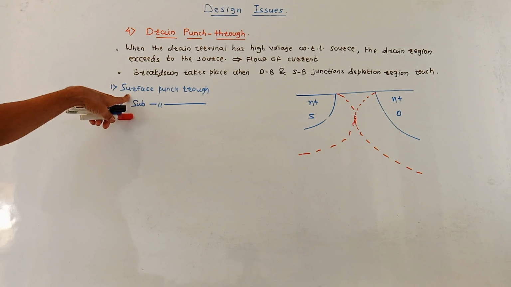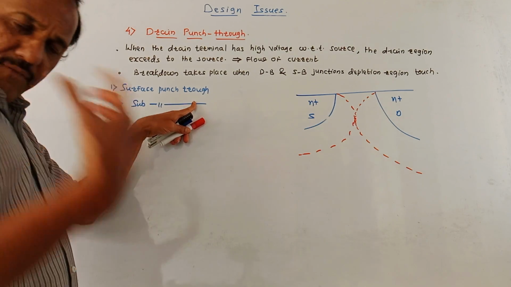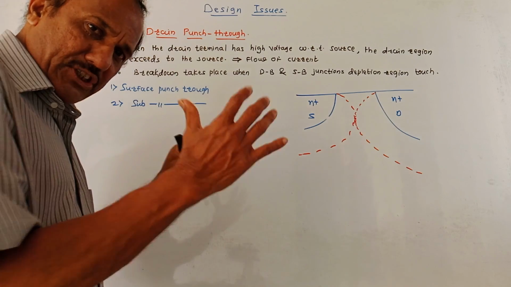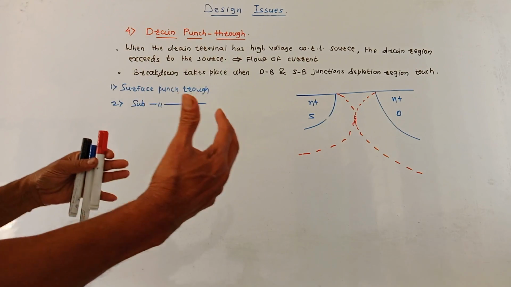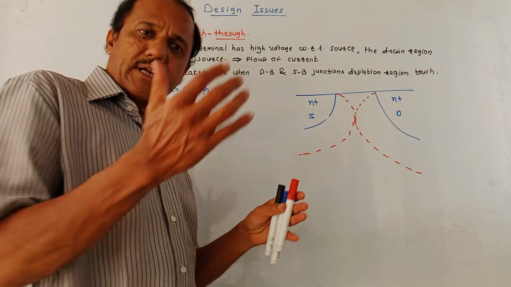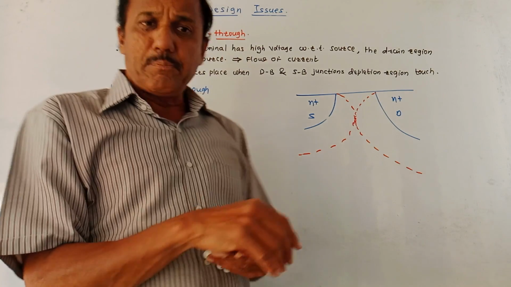There are two types. One is surface punch through. This takes place whenever the depletion regions touch each other at the surface, and subsurface punch through whenever the depletion regions are touching each other below the surface. So this is about the drain punch through effect.